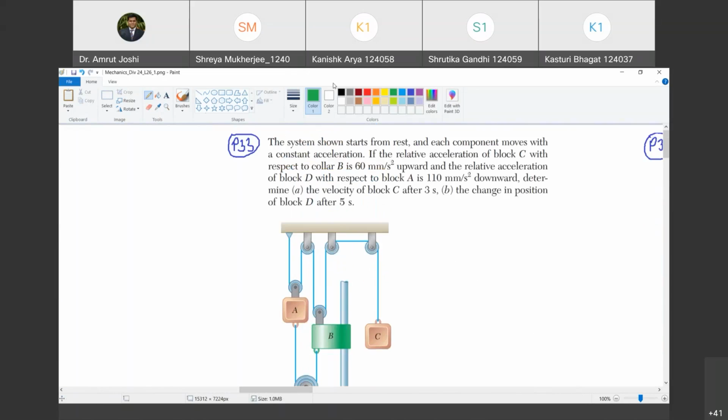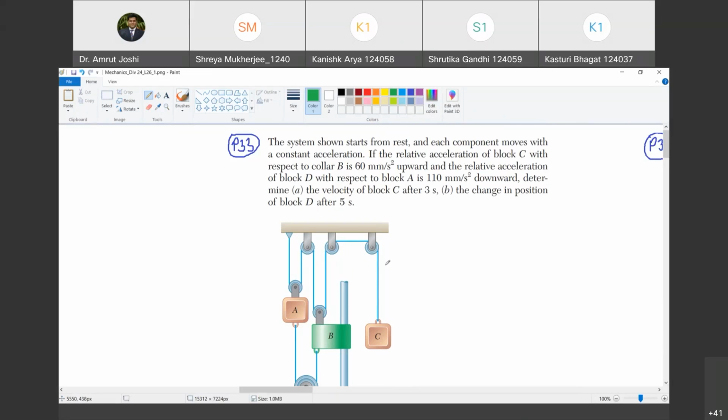Kanish, are you with me? Yes, sir. So can you read the statement? Yes, sir. The system shown starts from rest and each component moves with a constant acceleration. If the relative acceleration of block C with respect to collar B is 60 millimeters per second square upward and the relative acceleration of block D with respect to block A is 110 millimeters per second square downward, determine the velocity of block C after 3 seconds and the change in position of block D after 5 seconds.